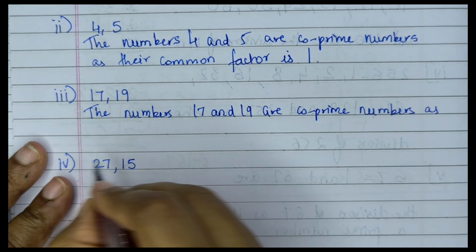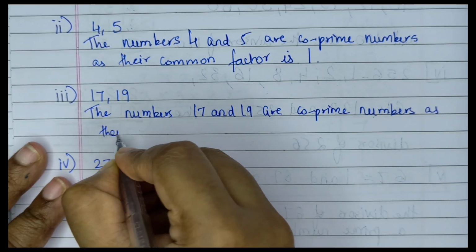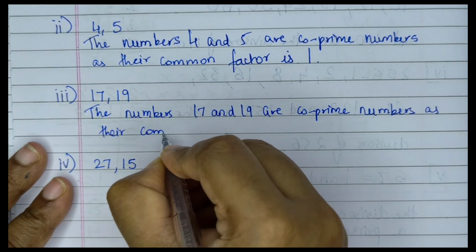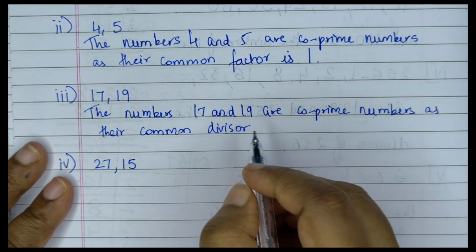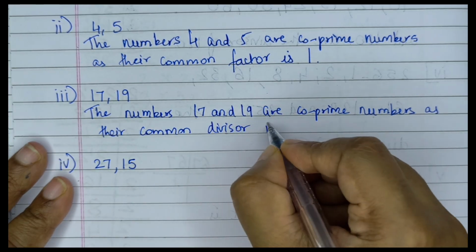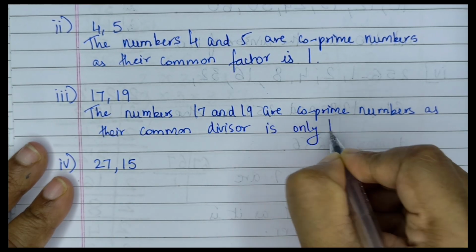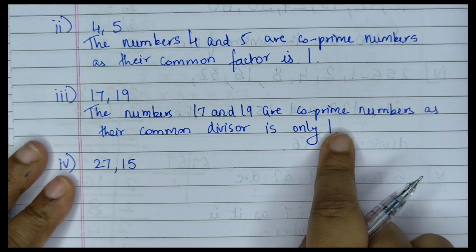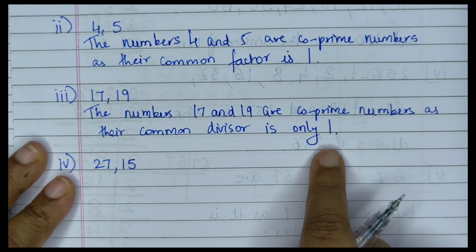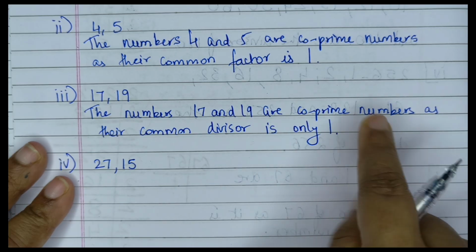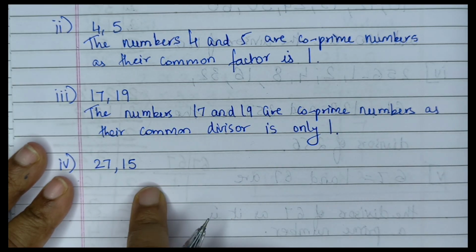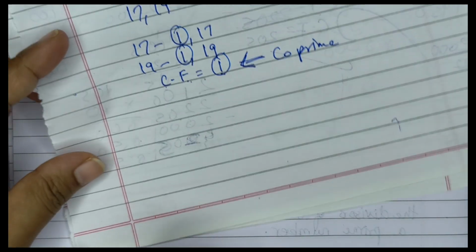as their common divisor or factor, you say it is 1 only. Common divisor is only 1. Understood? The third one. So when you get only one as the common divisor, they are co-prime numbers. Next is 27 and 15. Check 27 and 15 now.